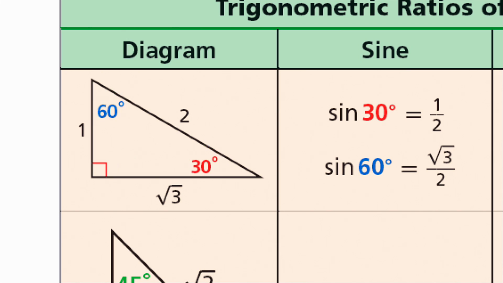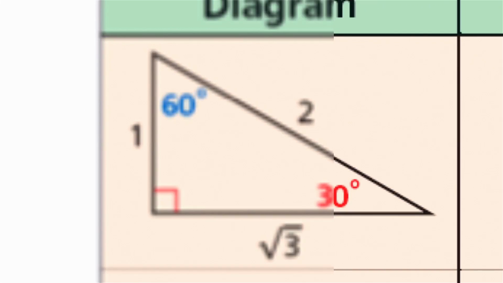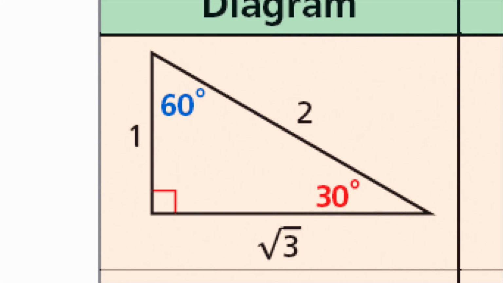Now, the numbers that we see here of these side lengths: the shortest side is 1, the second shortest side is the square root of 3, interesting, and the hypotenuse is 2. These ratios, the relationship between the sides, are always going to be the same regardless of the side lengths.